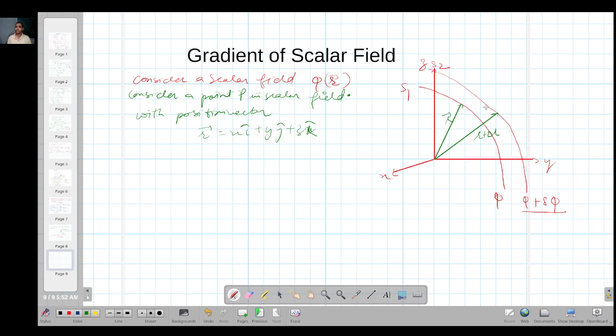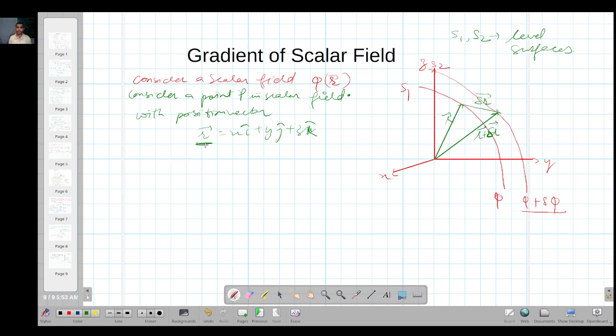Because I talked about in the earlier lecture that such type of surfaces at which the value of the scalar field will remain the same, these are known as level surfaces. These are known as the level surfaces. And let me connect this to this vector. Then this is the delta r vector also, right? That's it.